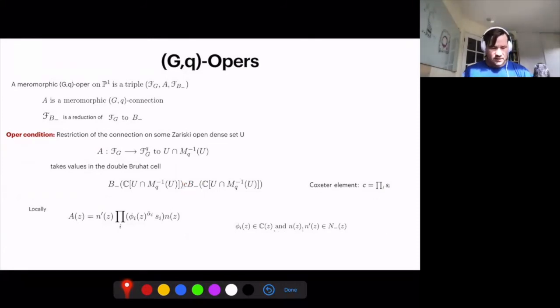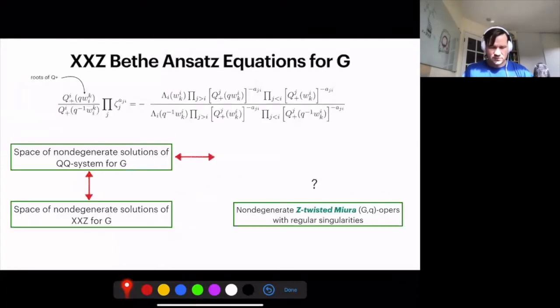Okay. And locally you can spell it out like this, right? So alpha check is the co-root, like the Cartan element, and then n plus and n minus, where n minus is the unipotent radical, which is the commutant of Borel, B minus with B minus. Then A of Z takes this form. So maybe I can show you the formula for A of Z.